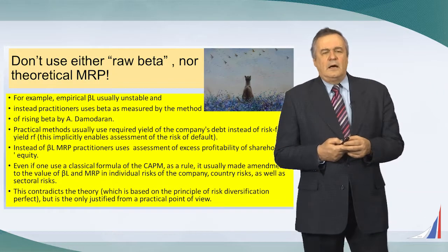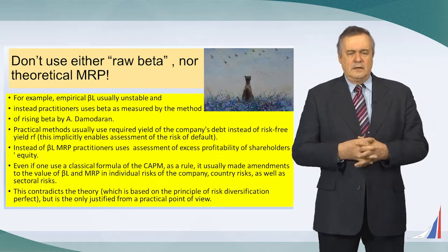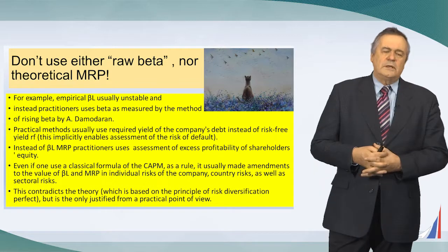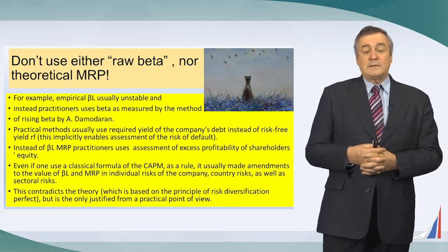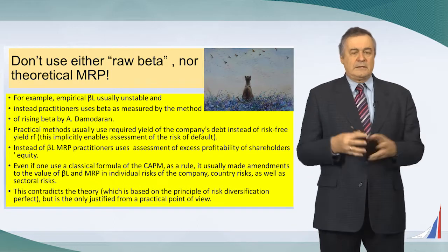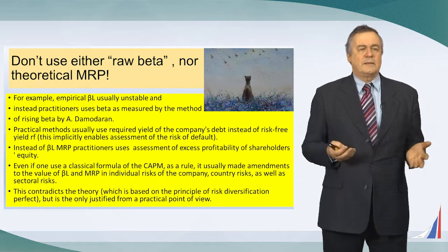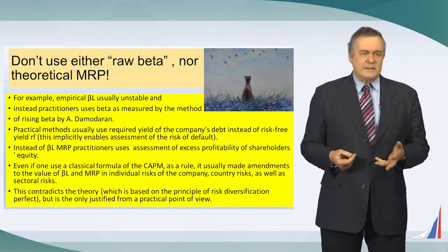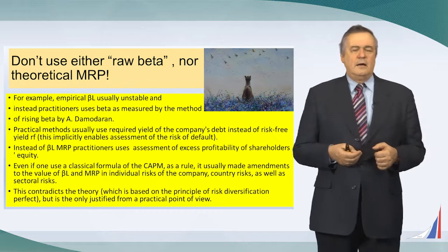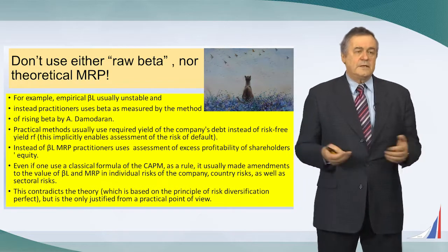Don't use either a raw beta nor theoretical market risk premium. Why shall we not use a theoretical market risk premium? Because theoretical market risk premium, theoretically, is the expected premium for the risks in the future. In practice, it is assessed on very long historical data, during 40 years, maybe 50 years.